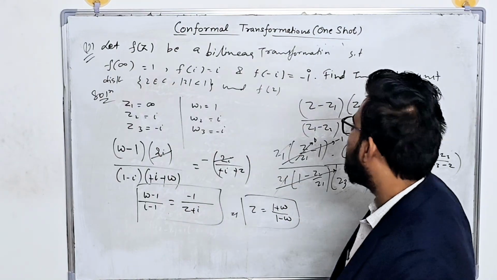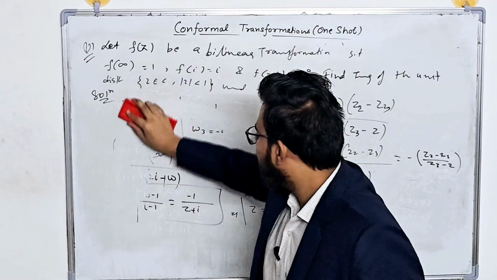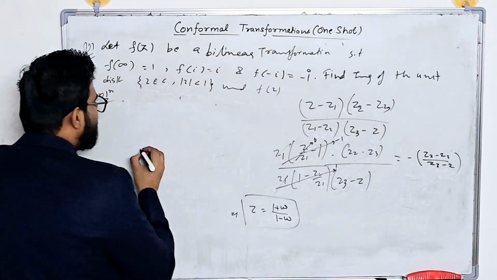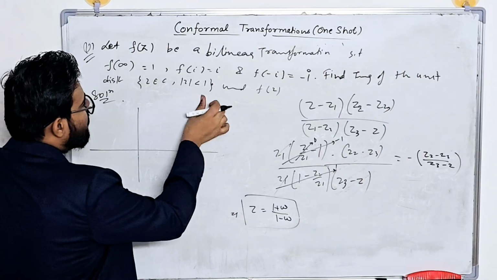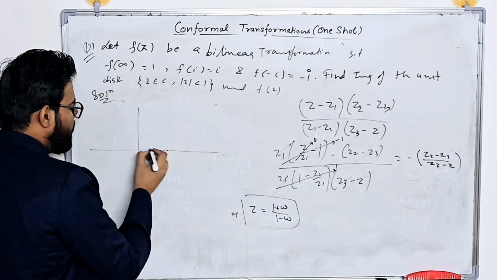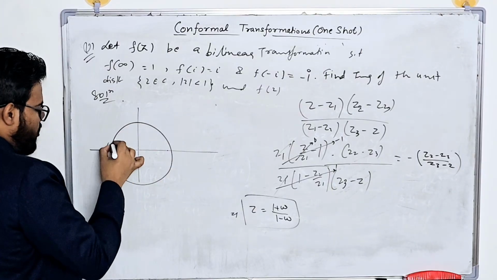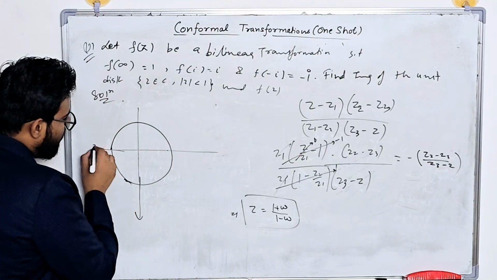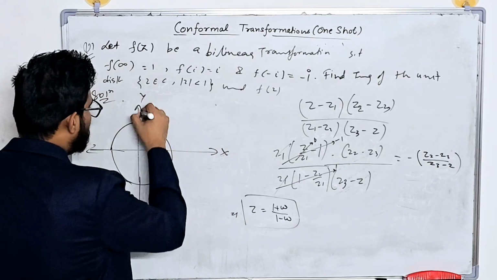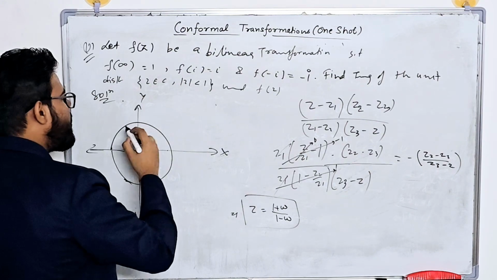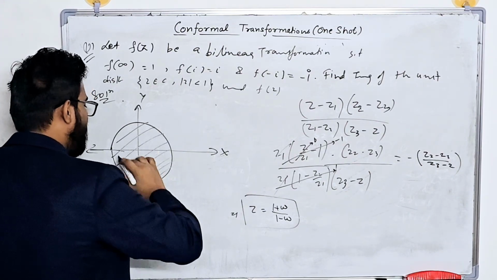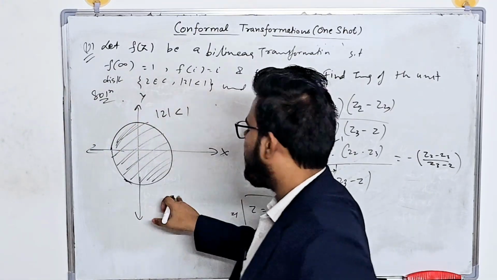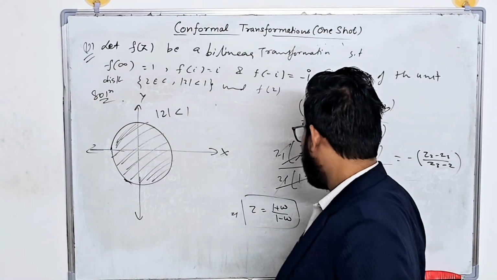Now we are told that this is a disk. So it is a disk with modulus of z less than 1, and it is centered at 0. So it looks like this. This is the xy plane. So mod z is less than 1. Hence we have to image this region, right? Mod z less than 1. This is the z plane. So when you do this, what will you get?